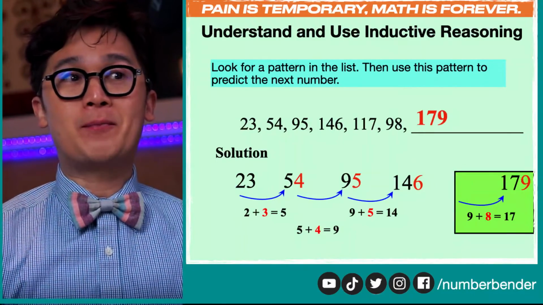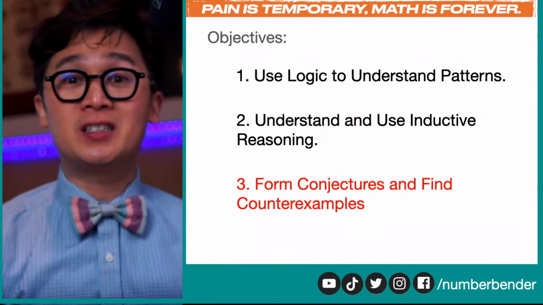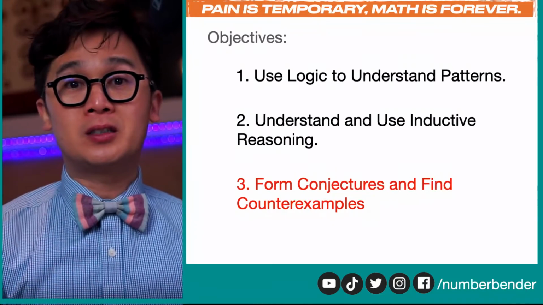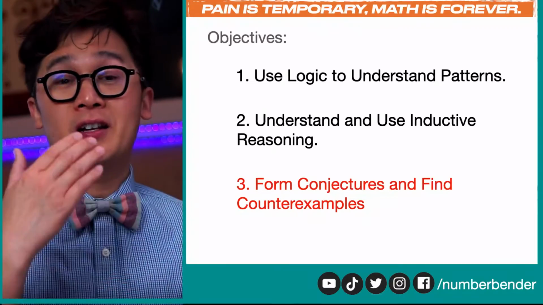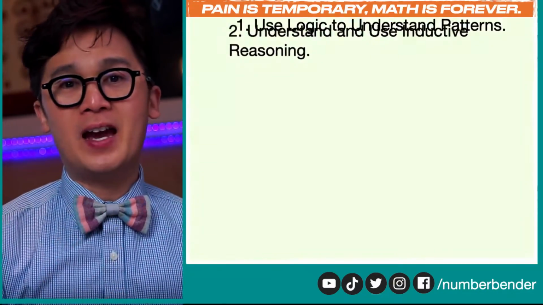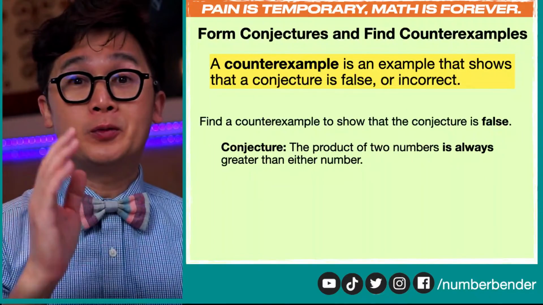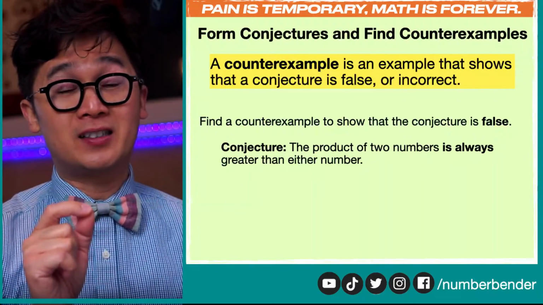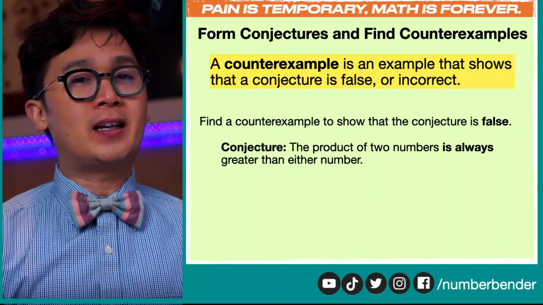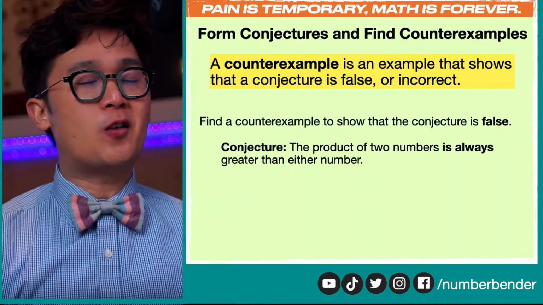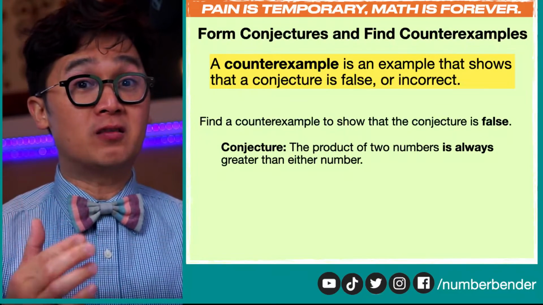And the third type of reasoning that we need to work on is to form conjectures and find counterexamples based on the patterns or statements that we are using in mathematics. So let's have an example of how we use this type of reasoning, which is providing a counterexample to prove that the conjecture is incorrect. So this is another type of thinking or reasoning in mathematics: thinking of a counterexample so that we can show that the conjecture that we have is false or incorrect.